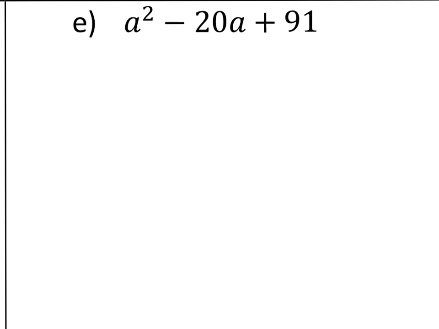Example E, what we've got then is the sum is the number before the a, so that's minus 20. And the product is the number term, so that's 91. So the numbers that multiply together to give 91, you've got 1 and 91, 7 and 13, and they're the only ones. But again, what we have is that these first two are going to add together to give 92, and these will add together to give 20, but our sum is negative.